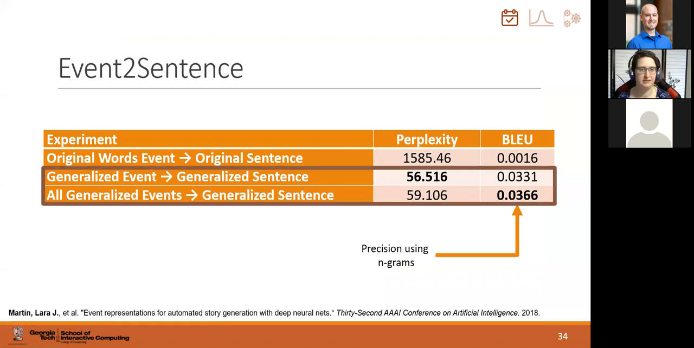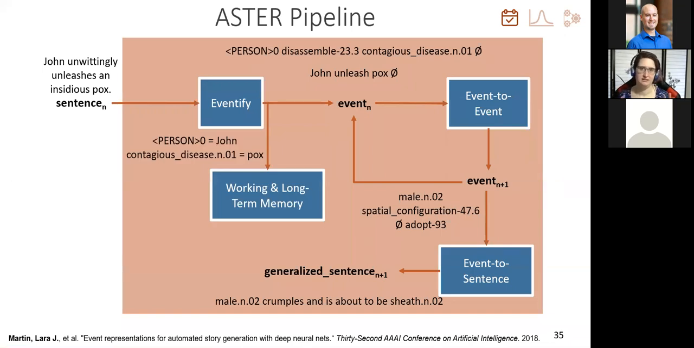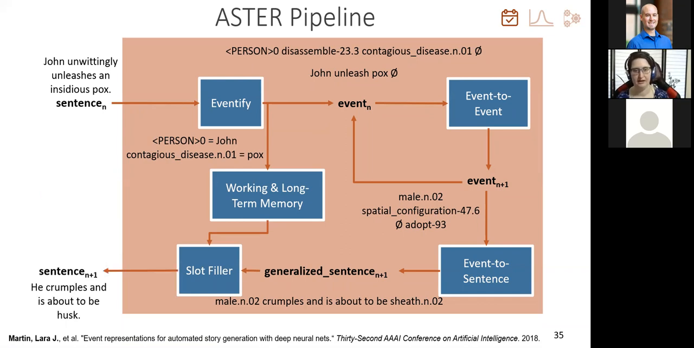It also saw that the generalized sentences tended to do better when I was translating them back into sentences anyway. And here I also looked at BLEU scores, which is often used in machine translation, so translating from one language to another normally, but here I was translating from events to sentences. And as the story would go on, it would remember these tags and what they referred to, so it could plug them back in using this slot filler. And you would get something like, he crumbles and is about to be husked.